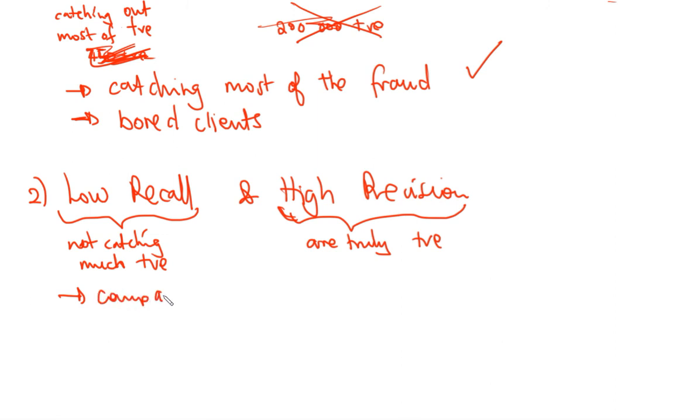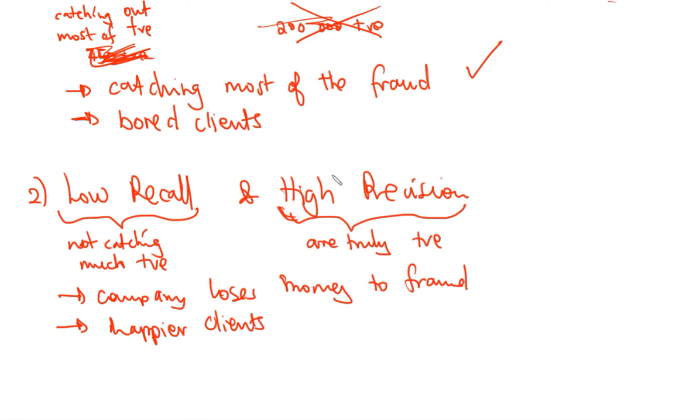The company loses money to fraud. Why does it lose money to fraud? Because of low recall. We are not catching much of the true positives, which means some transactions are going through and our model is not catching them. So we are losing money. But we have happier clients. They're happier because of the ones that we say are fraudulent, we are truly catching transactions that are fraudulent. So the clients are happier than in the first case.